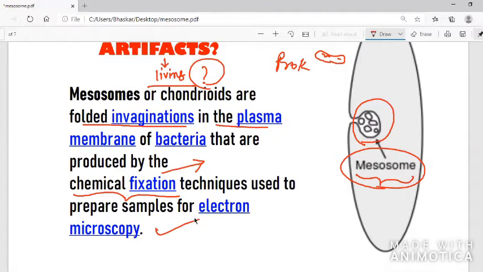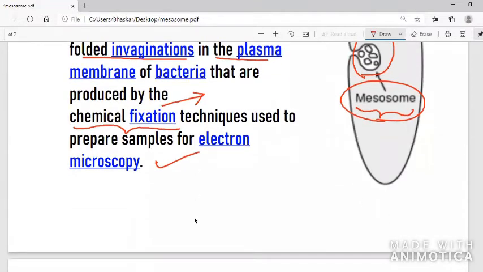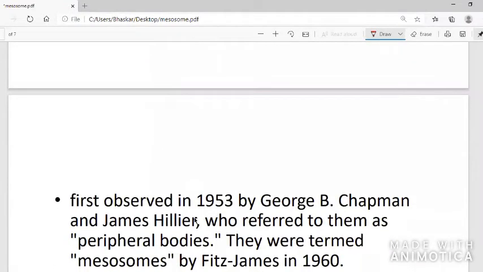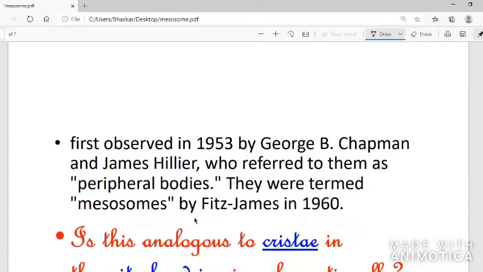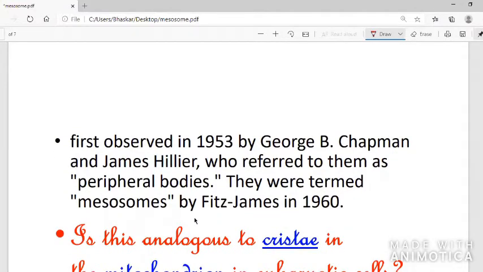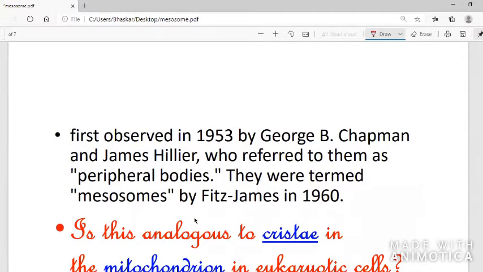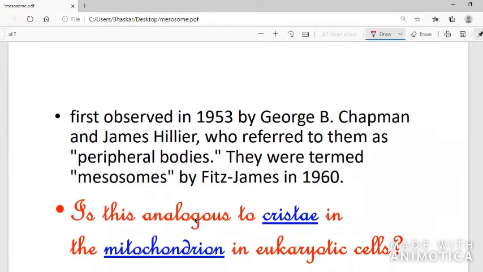When scientists studied this structure and observed it under the electron microscope, they saw this kind of mesosome, but these were totally absent in the normal living structure. In 1953, they were first observed by George Chapman and James Hillier, who referred to them as peripheral bodies, and they were termed mesosomes by Fitz-James in the 1960s.